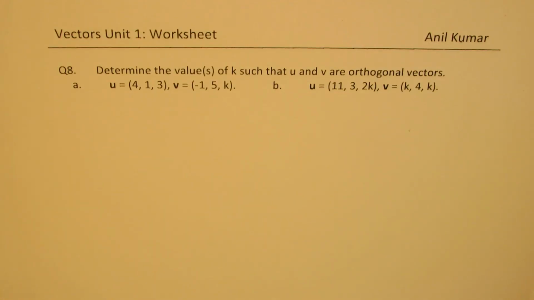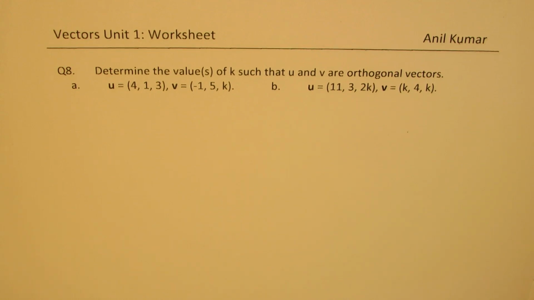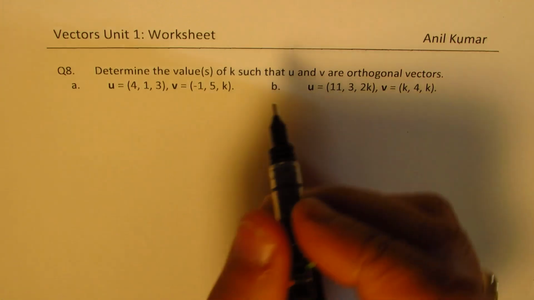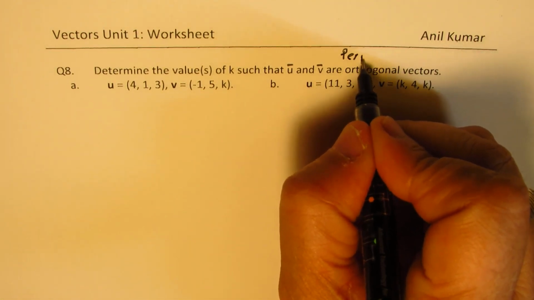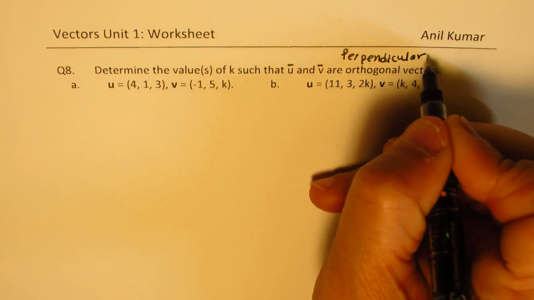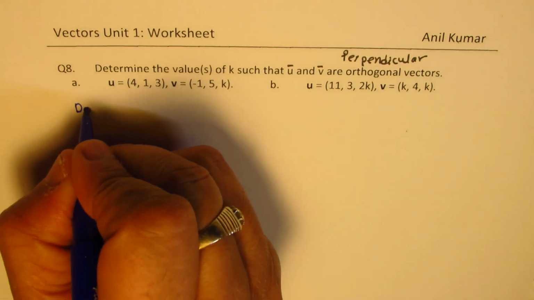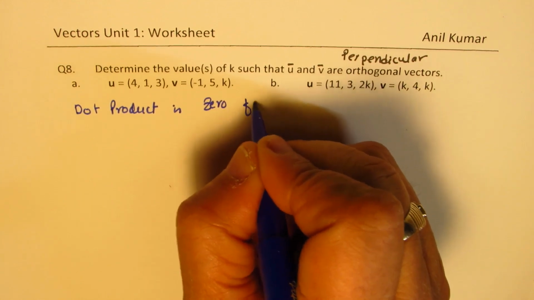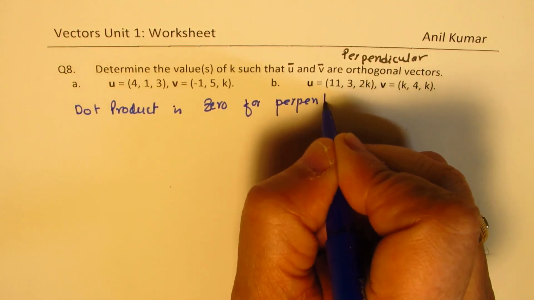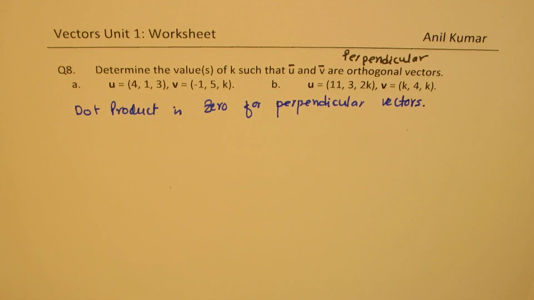Let's look into question number 8. Determine the value of k such that u and v are orthogonal. So we are given two vectors u and v, right? Orthogonal means perpendicular. Vectors are perpendicular if dot product is 0, right? So that's a note: dot product is 0 for perpendicular vectors. Right. So that is what you should apply. So that should be simple now. So you can actually pause the video, answer this.